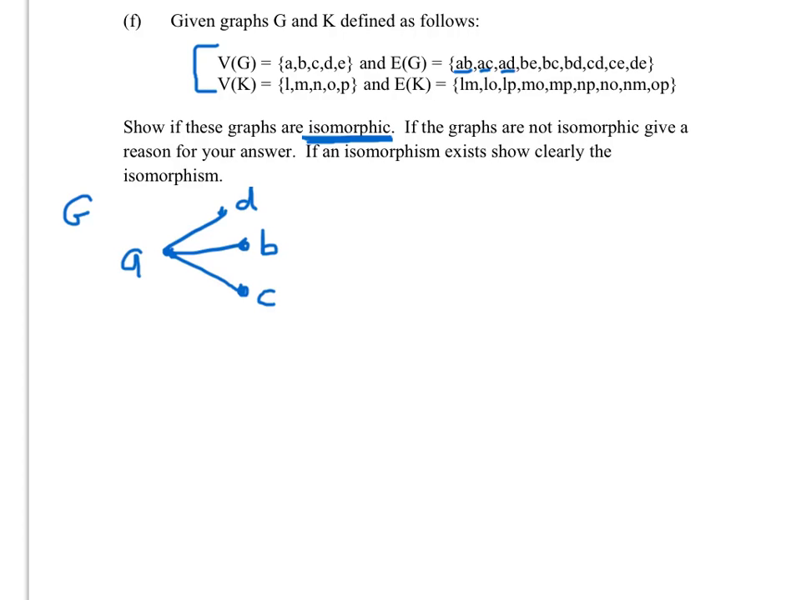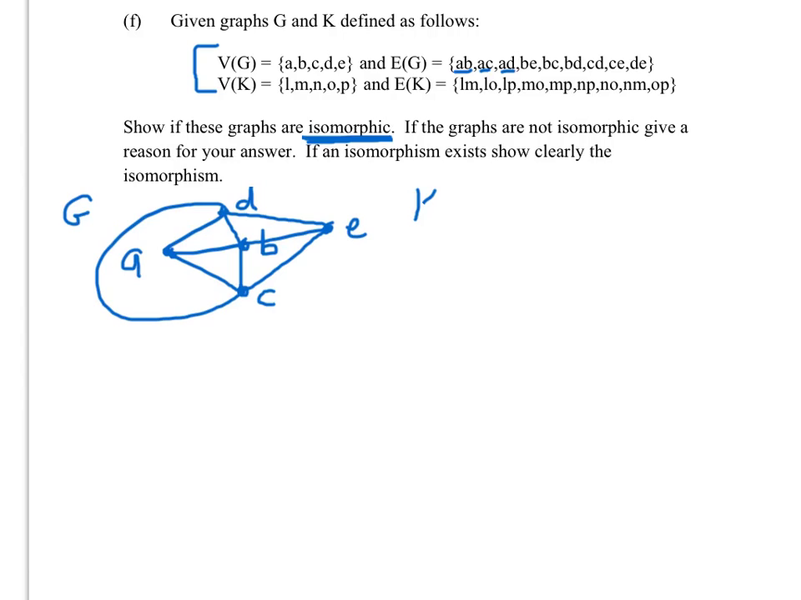B is connected to E, so let me bring that out here. B is connected to C, so that's that connection. B is connected to D, that's that connection. And then C is connected to D, so let me just do a little loop around like that. Okay. C is connected to E. And lastly, D is connected to E, so that's what I get. So that's what graph G looks like.